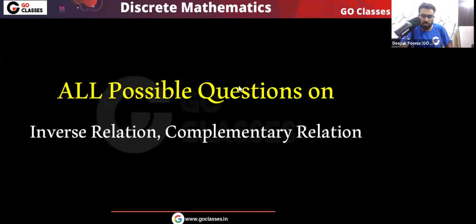Now we are going to solve all possible questions on inverse relation and complementary relation. The concept we have already seen: the definition of inverse relation and complementary relation, how to find the inverse relation for any relation R, and how to find the complement of that relation. Now we will do a lot of practice, and we will see all the possible questions on these concepts.